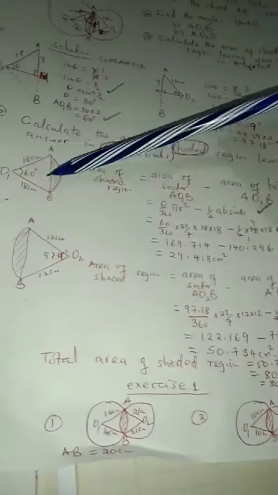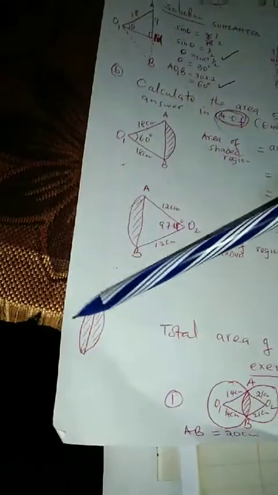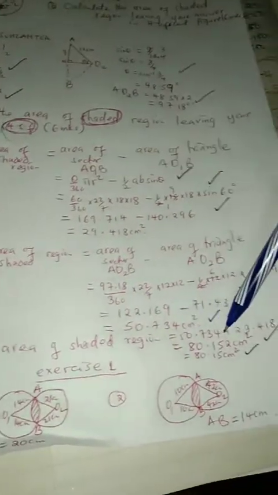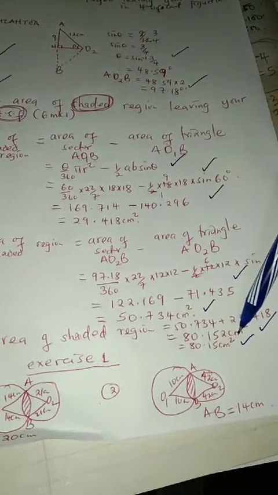Now to get the total area of the shaded region, you add the differences, because this one was covering this part, the other one is covering the other part. But what we wanted was this. You can see this one here. So we add to get the total area of the shaded region. You add this plus this to get 80.152 centimeters square.